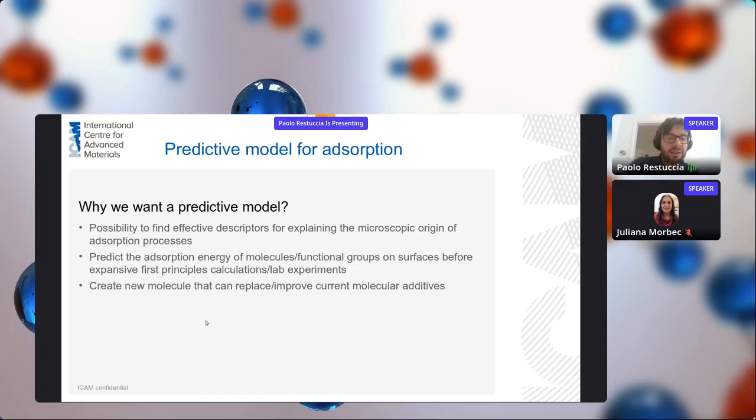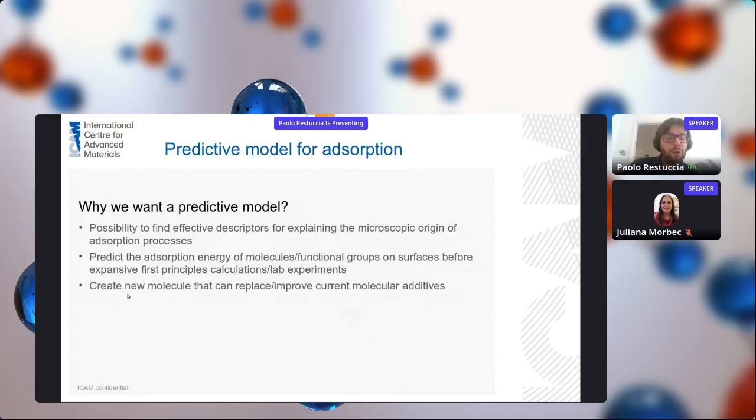Another important point is that predicting the adsorption energy of molecules or functional groups on surfaces is very important before running very expensive first principles calculations or performing a laboratory experiment. So it would be very important to predict the adsorption energies in a matter of minutes instead of running heavy, for example, DFT calculations that sometimes require many CPU cores, so many computational hours. And so that would be very important.